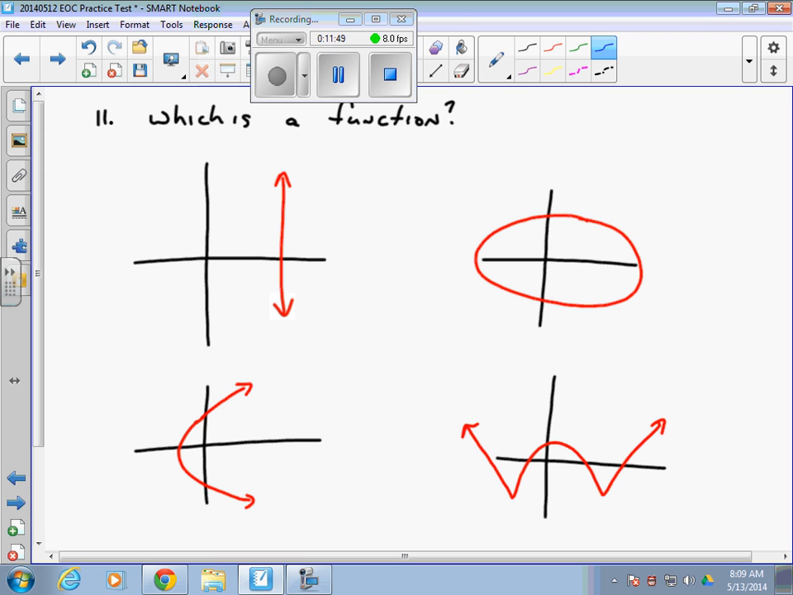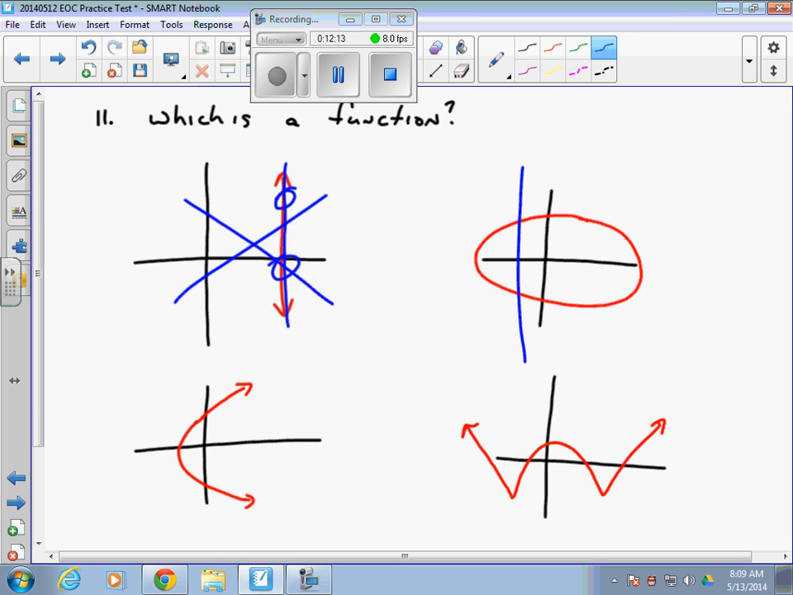Number 11 asks you which one is a function. You have 4 pictures drawn. Which one passes what's called the vertical line test? If when you draw a vertical line, it crosses through more than one point, it doesn't pass as a function. So if we draw a vertical line on this one, it crosses through an infinite amount, but at least more than one point. So that one's not a function.